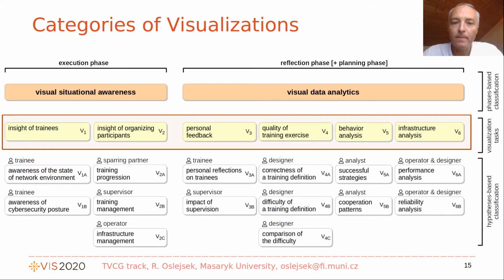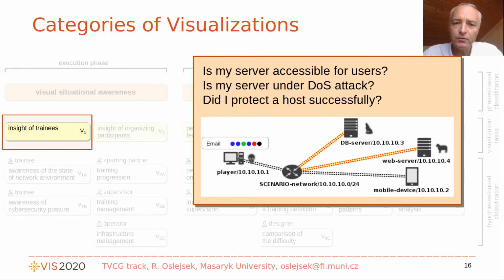The second level divides visualizations according to specific visualization goals of involved user roles. Trainees need to know the current state of the exercise and get insight into the cybersecurity processes. They ask questions like, is my server accessible for users, or did I protect a host successfully? Corresponding visualizations tend to be demonstrative. They should provide identification of semantics of network hosts, state of links, and other storytelling features.